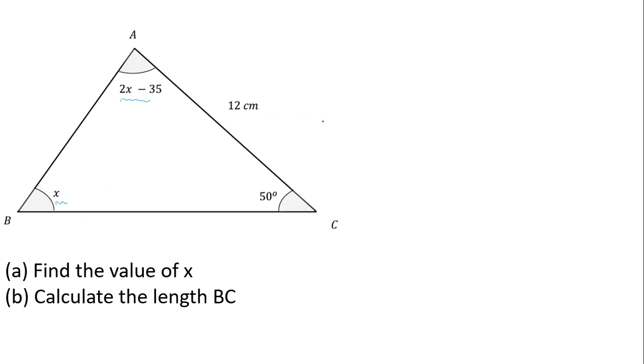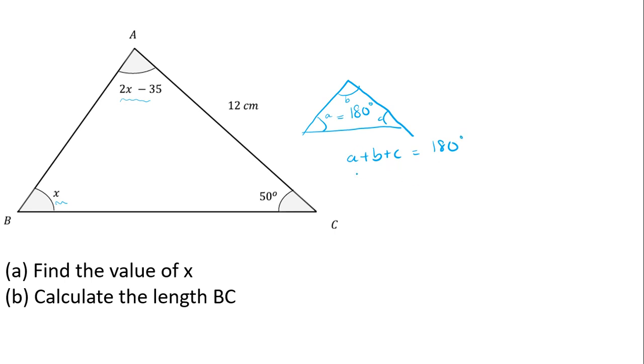Now, one thing that you're supposed to know is that if I want to find the value of x, or perhaps any angle in a triangle, I should be knowing this one important piece of information: all three angles in a triangle are equal to 180 degrees, which means that if this angle is A, that one is B, and that one is C, then A plus B plus C is going to be equal to 180 degrees.